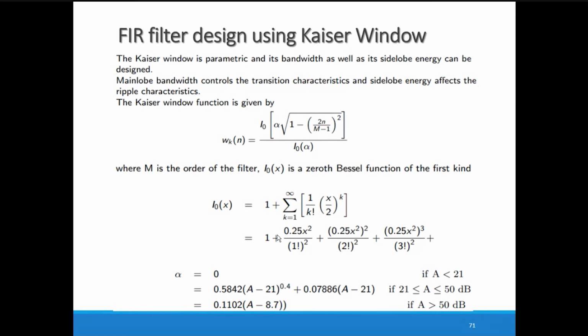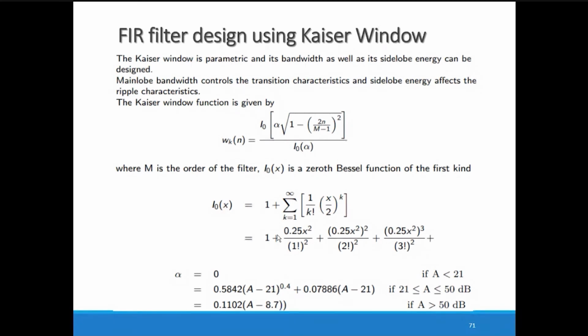So main lobe bandwidth controls the transition characteristics and side lobe energy affects the ripple characteristic. By designing these two parameters, you can control the transition characteristic of the Kaiser window, and you can also control the side lobe and change the side lobe energy, which will affect the ripple characteristic. So whatever ripple you are getting in the side lobe, that you can also control.